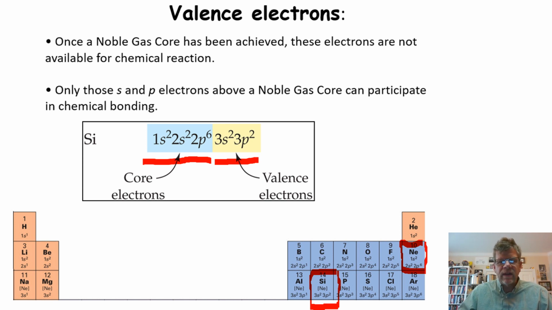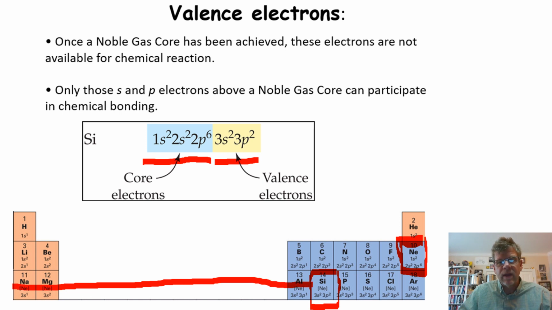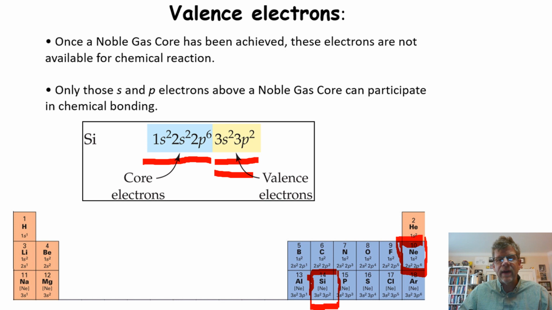So over here now at neon, that closes us off with the core electrons, and then we start into the next row. So we've got 3s2, 3p2 till we get to silicon. Notice these are the ones in yellow up here. Our valence electrons are in the currently open energy level. The currently open energy level. So that is ultimately important.